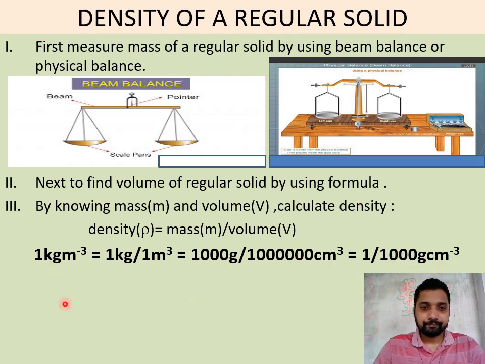Before going to that, let us know the relationship between the SI unit of density and the CGS unit of density. 1 kg per meter cube means 1 kg by 1 meter cube. 1 kg means 1000 gram, and 1 meter cube means 100 cm cube, that is 10 to the power 6 cm cube. After cancelling, we get 1 by 1000 gram per cm cube. So 1 kg per meter cube equals 1 by 1000 gram per cm cube. If we take the reverse, 1 gram per cm cube equals 1000 kg per meter cube. That is the relationship between the SI unit and the CGS unit of density.